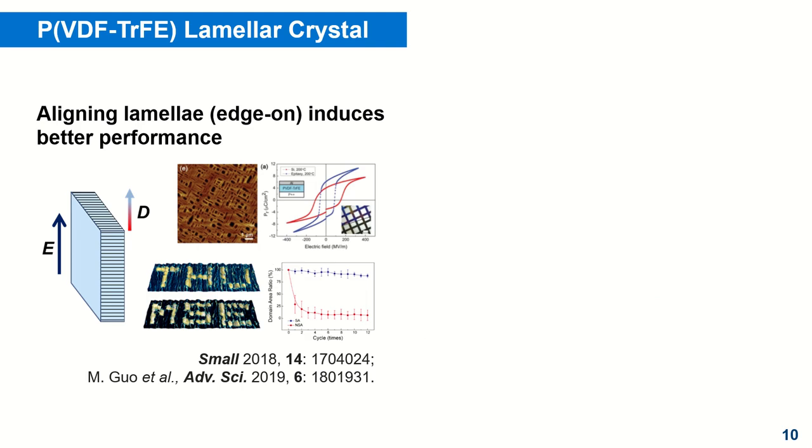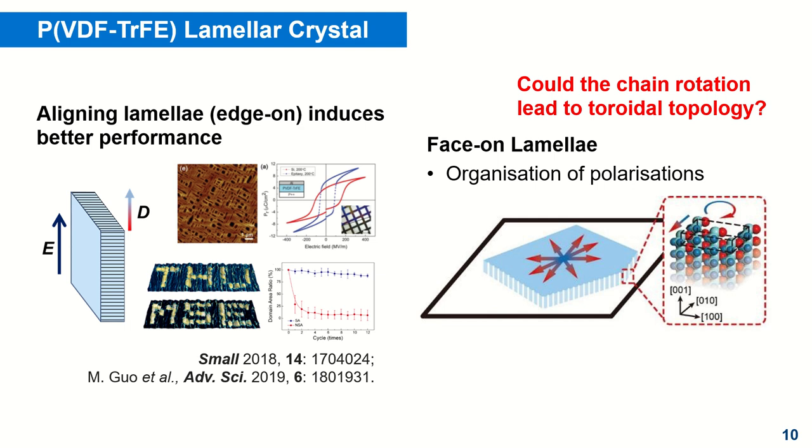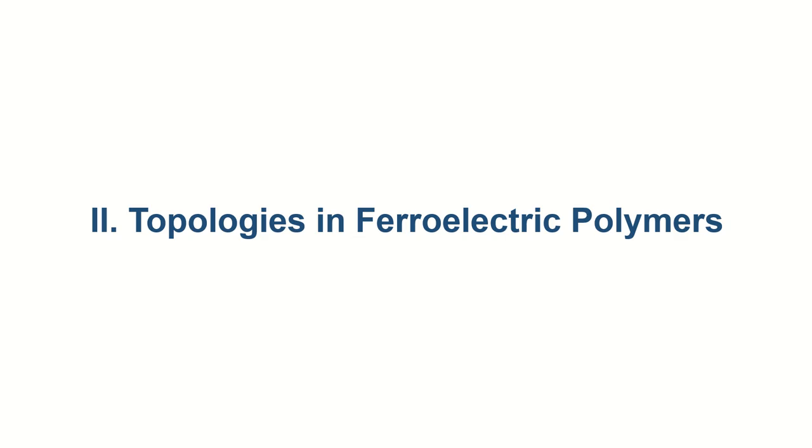In most research, people like to produce vertical lamella, which has higher out-of-plane polarization and a lower coercive field. But at some point, we started to wonder, why don't we just lay the lamella down? Because with this, we can actually see clearly how the polarization is organized, and since the polymer can rotate, there might be something curvy, and this indeed led us to something.